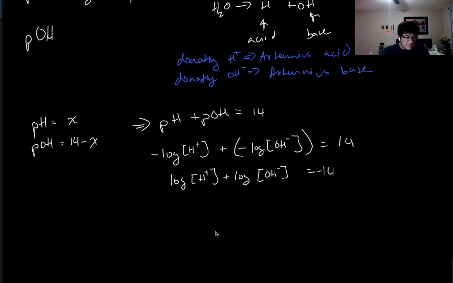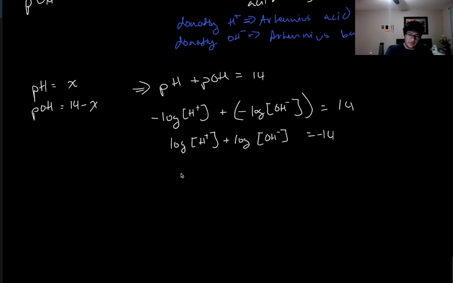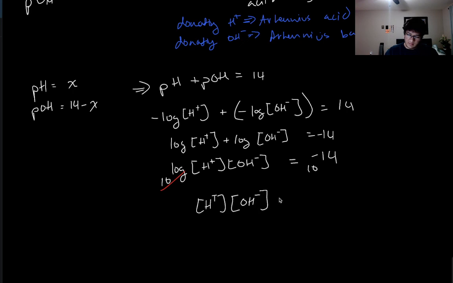Now here comes the trick. We're going to use some of our logarithmic skills all the way back from algebra. Remember, log x plus log y is nothing but log xy. We're going to do the same thing. So the log of H plus times the concentration of OH minus is equal to -14. Now we have both H plus and OH minus, their concentrations, under one logarithm. The only way to undo this logarithm is to raise to the power of 10, because the inverse of the logarithm is raising to the power of 10. So we're just going to stick a 10 down below here, and the 10 and the log are going to cancel out. And we're left with just a very simple equation. H plus times OH minus is equal to 10 to the -14.